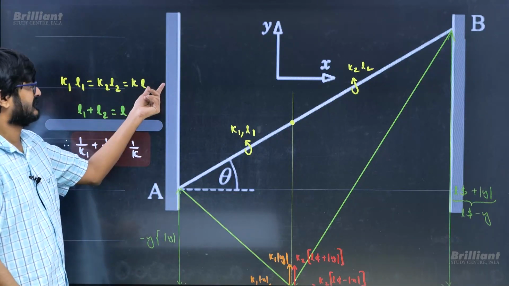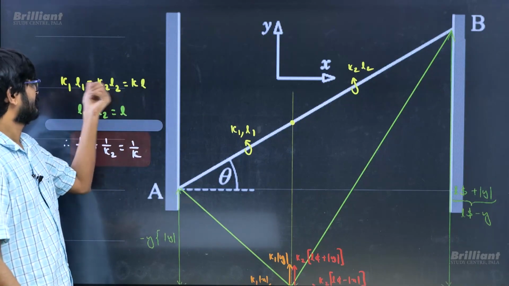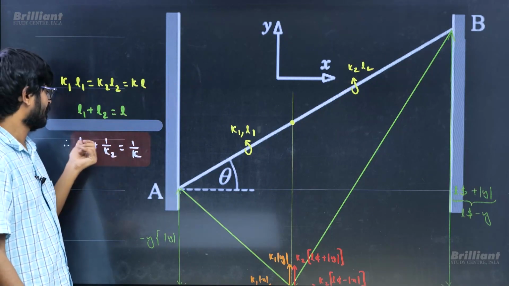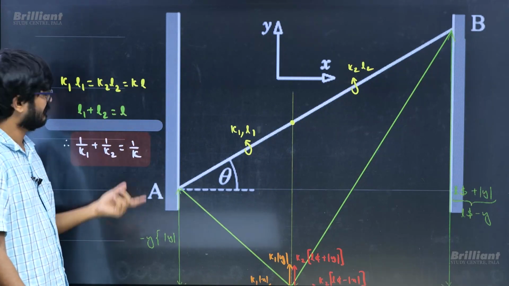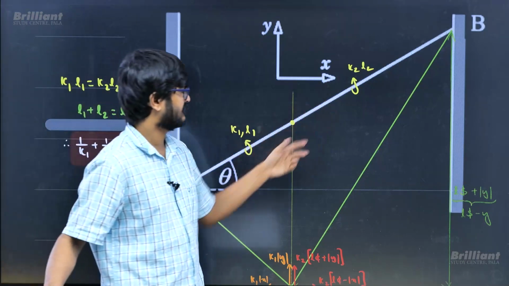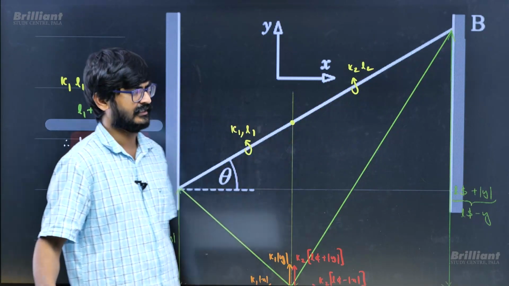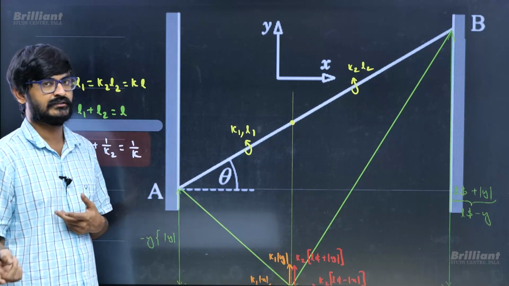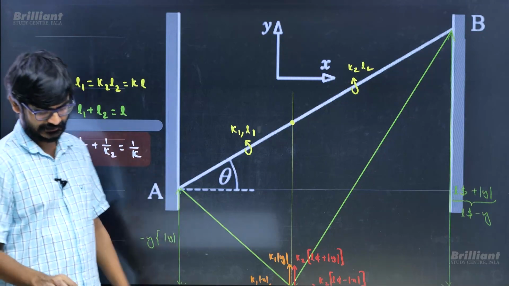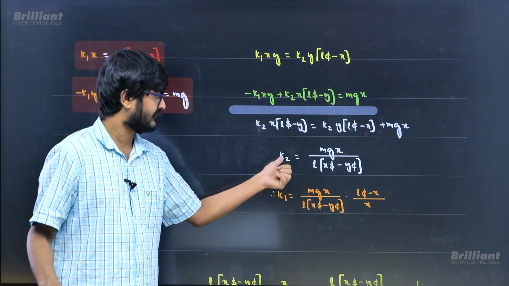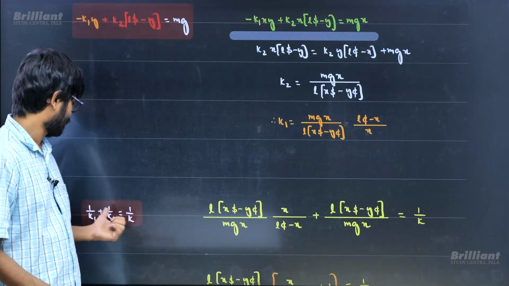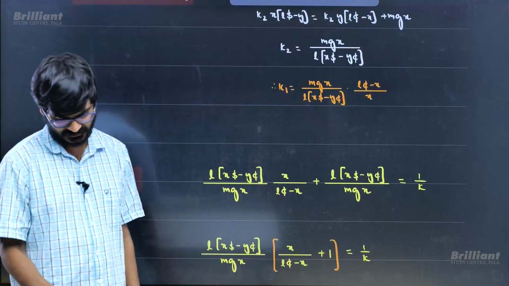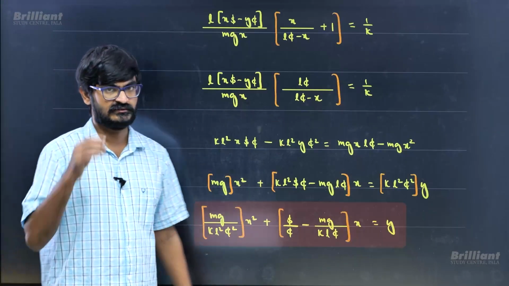Now I can assume this is some constant. So L1 is some constant by K1, L2 is some constant by K2, L is some constant by K. When I substitute, I get 1 by K1 plus 1 by K2 equals 1 by K. You can argue that these two are in series anyway, so 1 by K1 plus 1 by K2 equals 1 by K. Once I get this relation, I have K1 as a function of x and y and K2 as a function of x and y. I can substitute them back into this equation, and it's only about modification. You will end up with the answer.